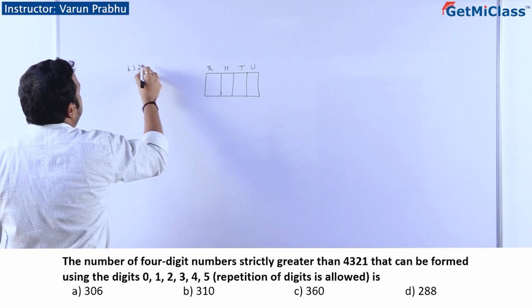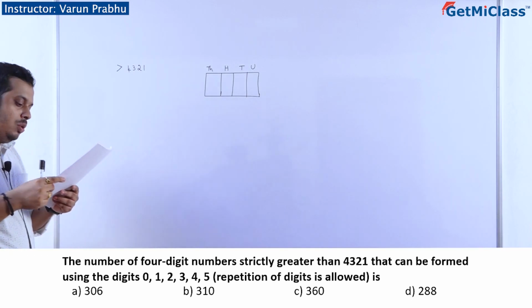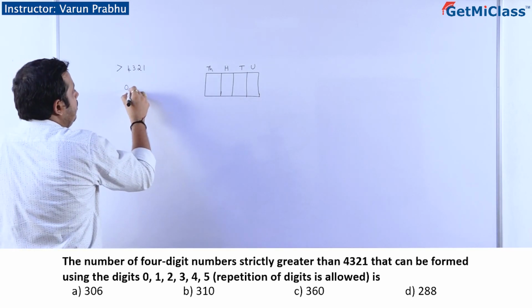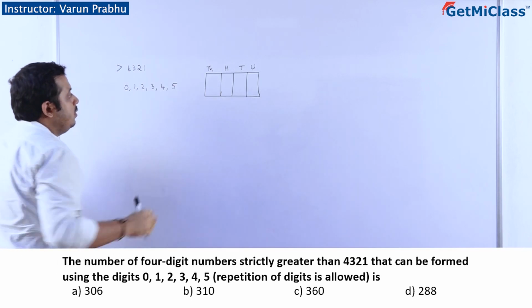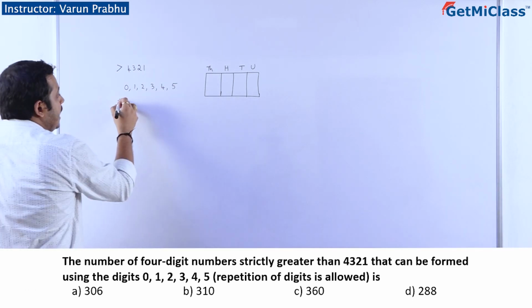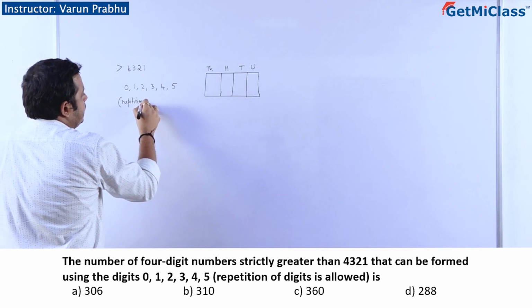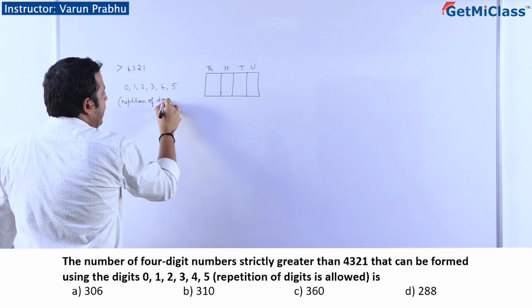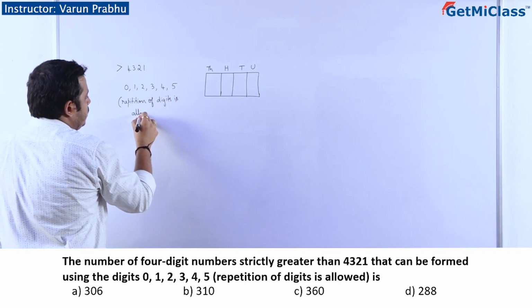The number should be strictly greater than 4321, which can be formed using the digits 0, 1, 2, 3, 4, 5. Correct or not? Repetition of digits is allowed, it seems. So repetition of digits is allowed. So how do you solve this problem?